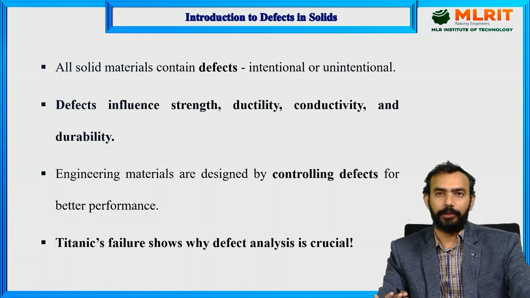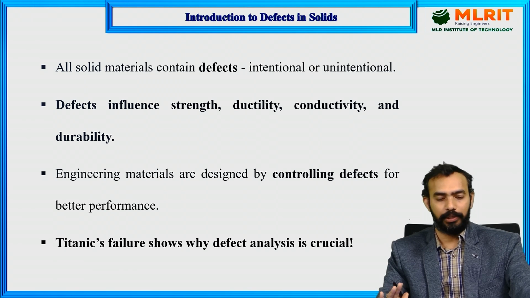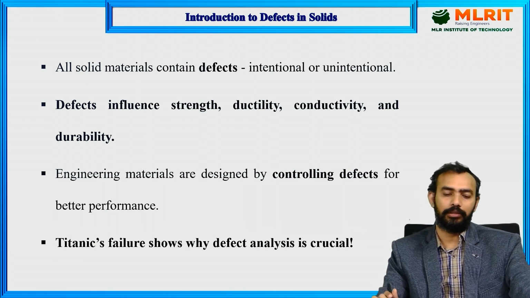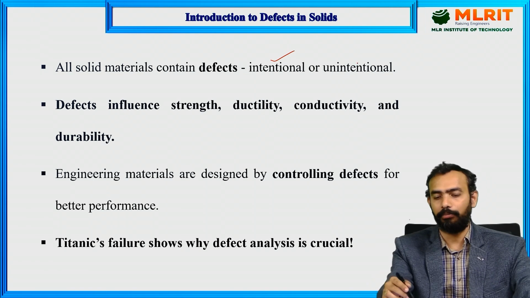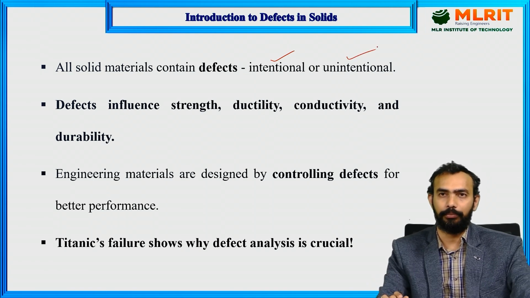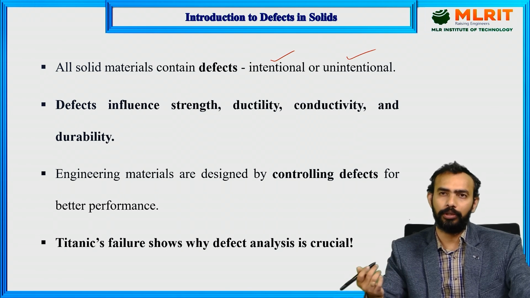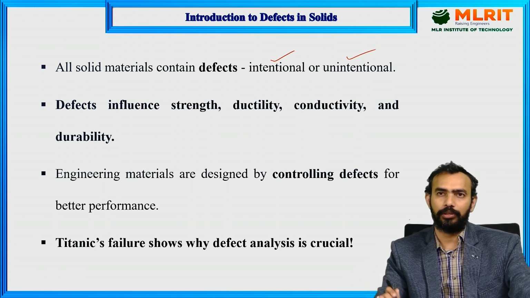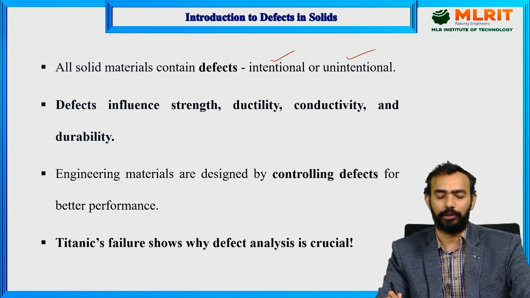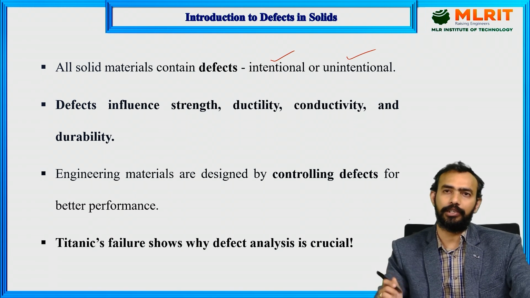So all solid materials contain defects. Sometimes these defects are intentionally added, and some are unintentionally present in the material. An intentional addition of defects is called doping, where impurities are added to the material. For example, silicon is doped in order to improve its performance, and it is used in most semiconductor materials, like those in our mobile phones and computer chips. That is an intentional addition of impurities into the material.